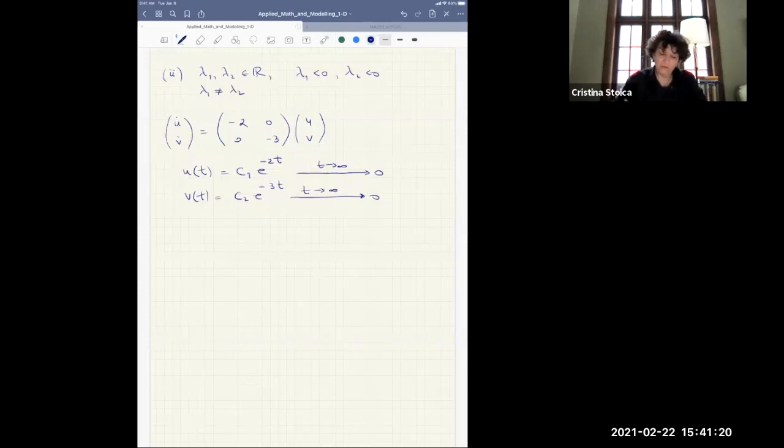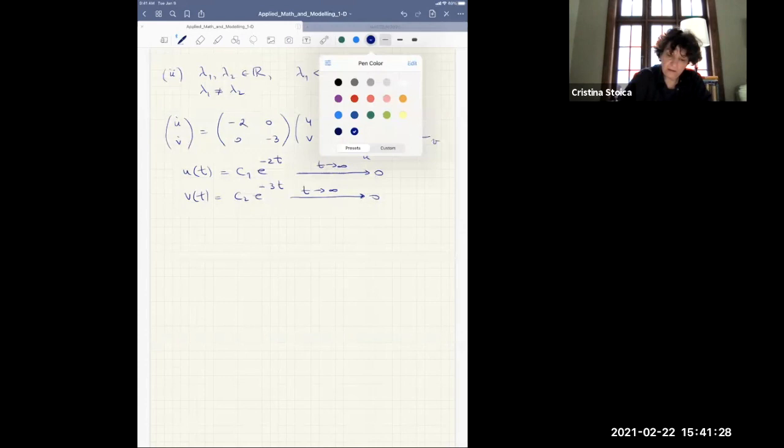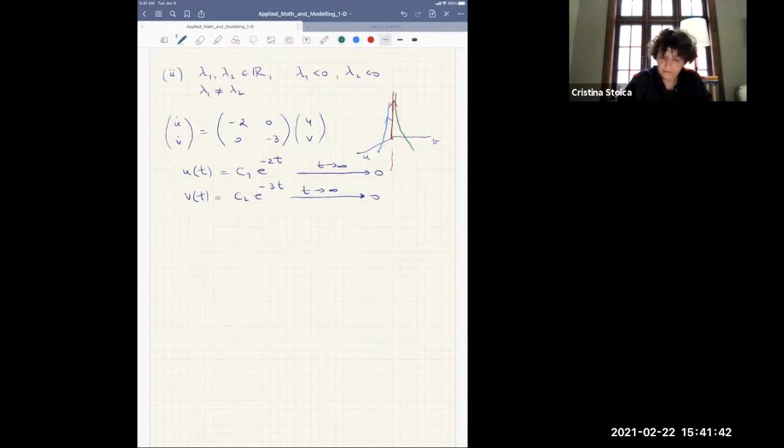So if I am to do a picture in 3D in the UV world, so this is UV, and that's the 0 solution in the UV world. Whenever I'm starting around, I'll just go and lie down on this guy, right? So the distance will just go towards 0, right?